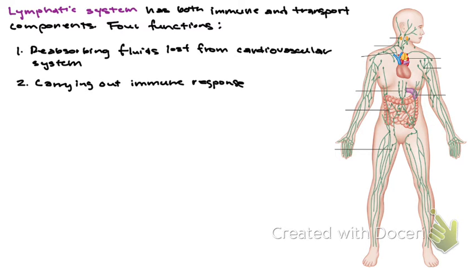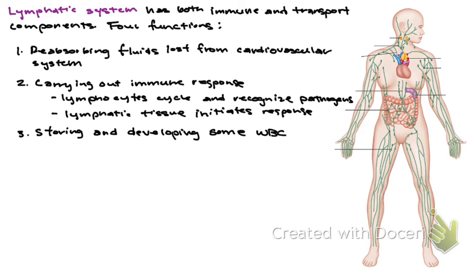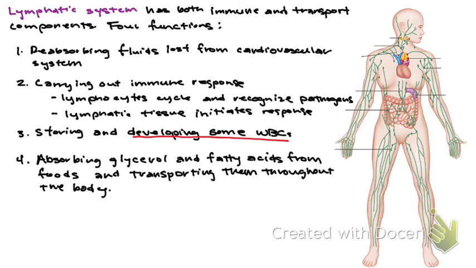The lymphatic system carries out an immune response, so lymphocytes circulate around and recognize foreign pathogens, and then the lymphatic tissue itself will initiate an immune response. The lymphatic system will also store and develop some of the white blood cells, specifically lymphocytes. And then the lymphatic system actually absorbs glycerol and fatty acids from the gut, from our diet, and transports these fatty acid molecules throughout the body.